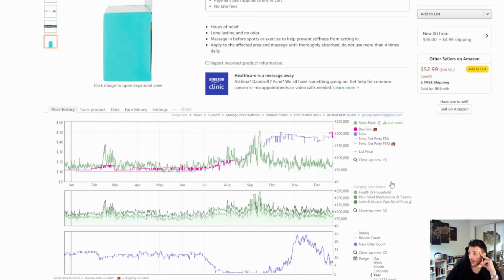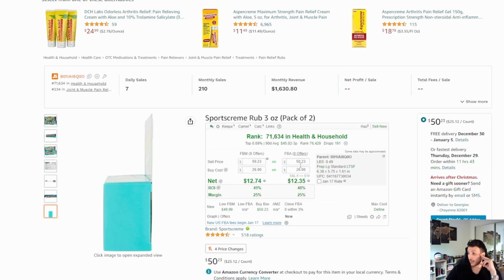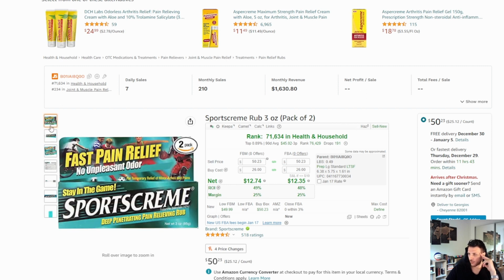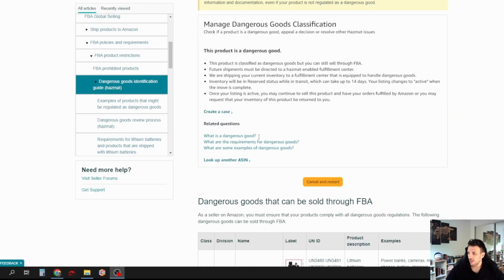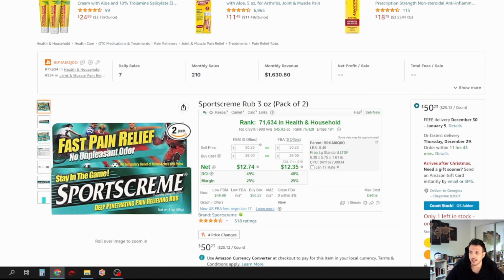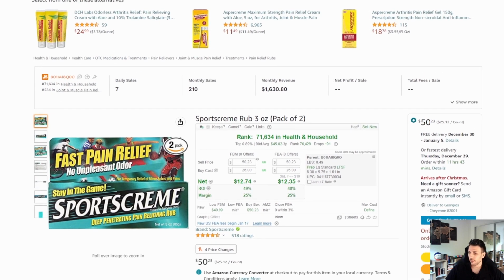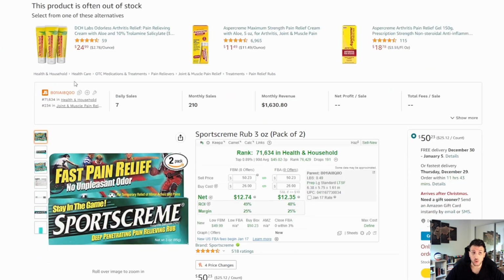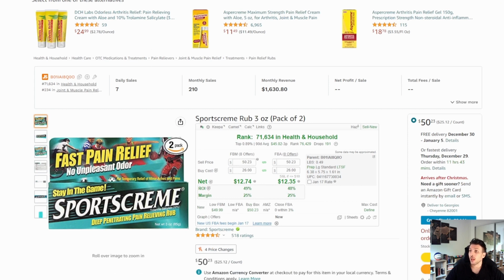Competitive sellers: there are no competitive FBA sellers, only FBM sellers. So this product could be hazmat. It's a sports gel, so it might be a hazmat product. Let's have a quick look at that. So it is a hazmat product, okay? That's one of the reasons why there aren't too many FBA sellers, and unless we actually list the product on Amazon, we can't really tell if we're able to send it into Amazon or not. So we're not looking at that right now.